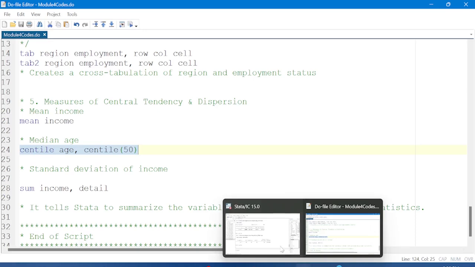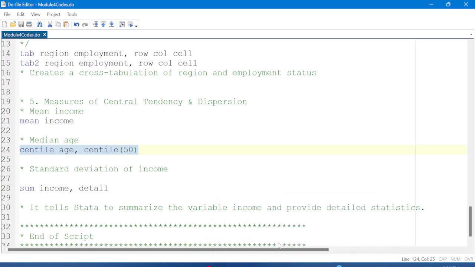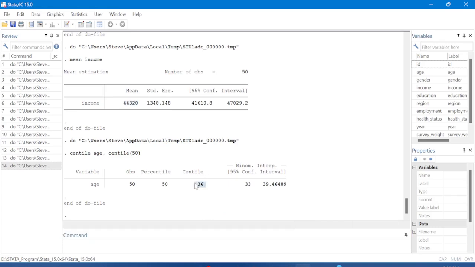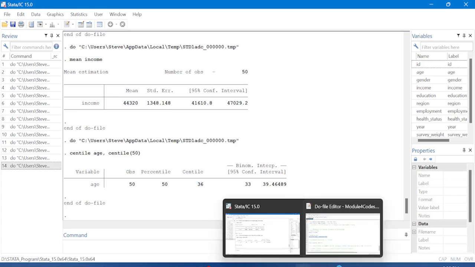And let me check the result. So we get that the 50th percentile of age is 36. This is the middle age or the median age.